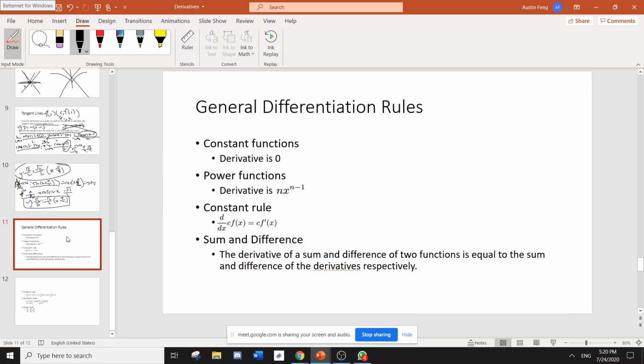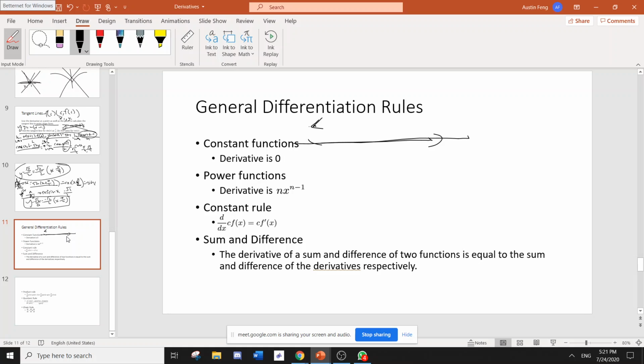Here are some general differentiation rules. For constant functions, the derivative is 0. If we make a tangent line to a constant function, it's completely flat. So for constant functions, the derivative is 0. For power functions, the derivative is n times x to the n minus 1.